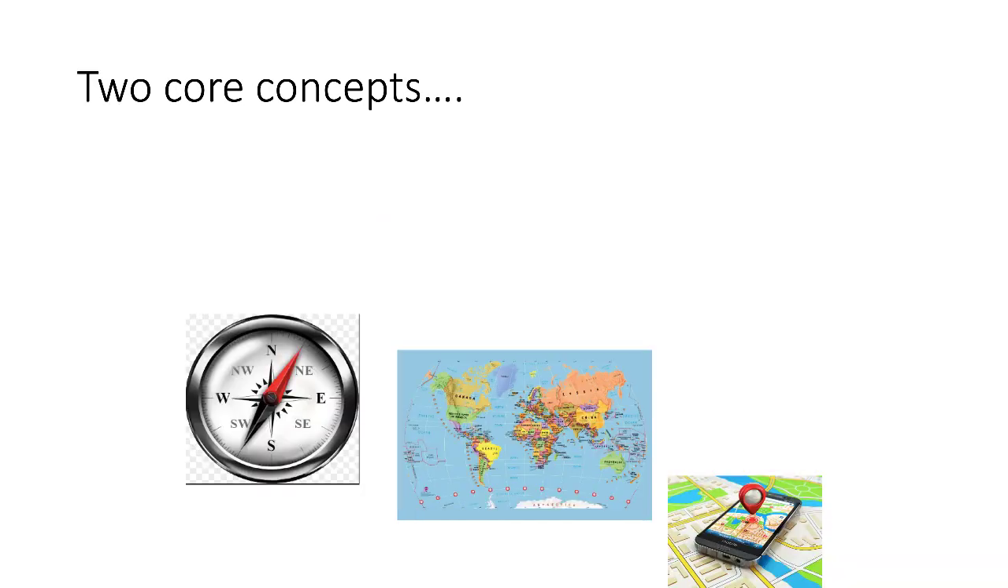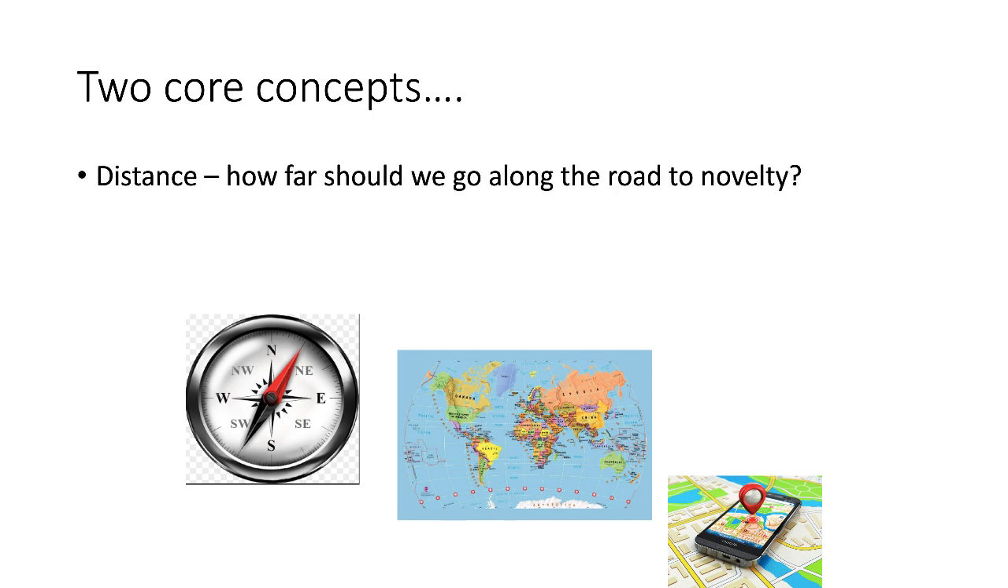In particular, we're going to focus on two core concepts. We're going to think about distance. That's to say, how far should we go along the road to novelty? After all, innovation is very much about change, about new things. How new? That's an important decision. That brings into line the very interesting question of what's called incremental or radical innovation, doing what we do better or doing something completely different.